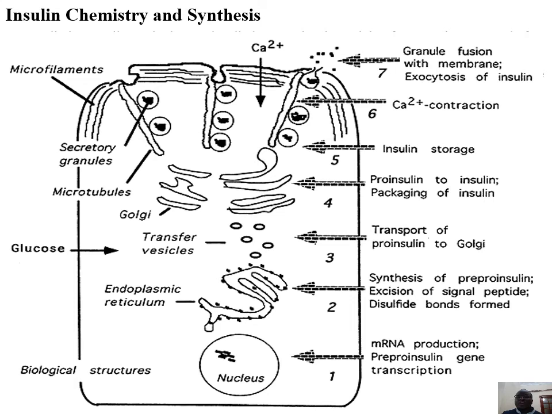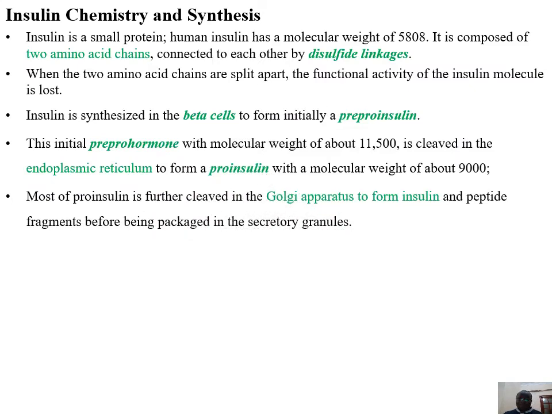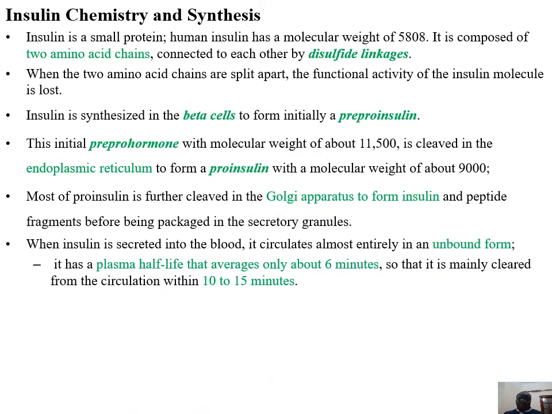So for these vesicles to be exocytosed by the beta cells, it requires a stimulus. The stimulus here is an increase in blood glucose levels. That's why an increase in blood glucose levels will cause exocytosis of insulin. The mechanism that we'll be explaining in just a moment.